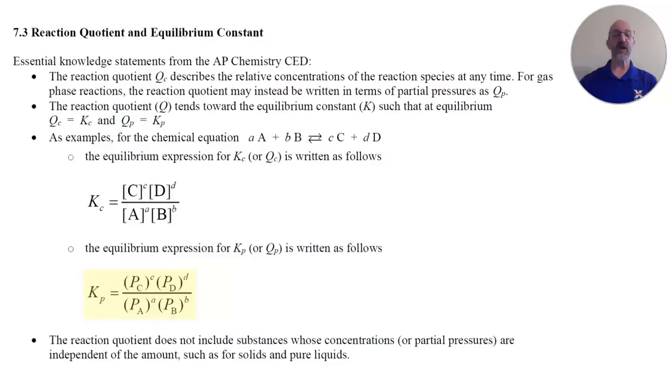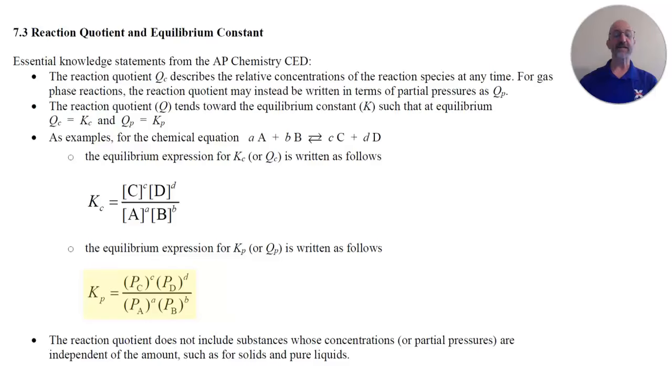The partial pressure of product C raised to the power of its coefficient times the partial pressure of product D, again raised to the power of its coefficient, and then divided by the product of the following. The partial pressure of reactant A raised to the power of its coefficient times the partial pressure of reactant B, again raised to the power of its coefficient.